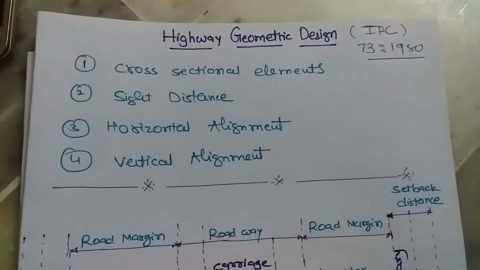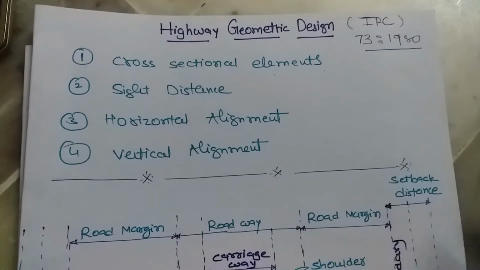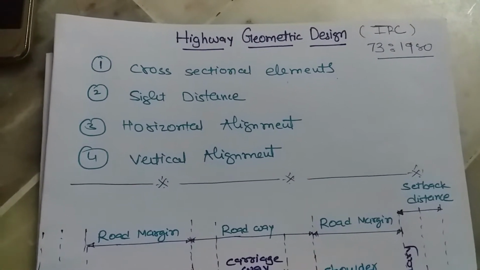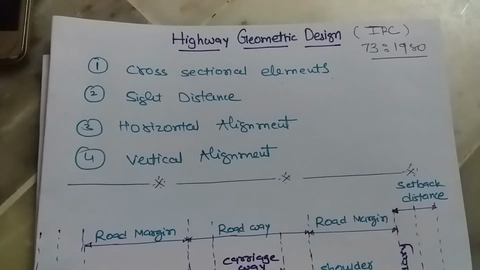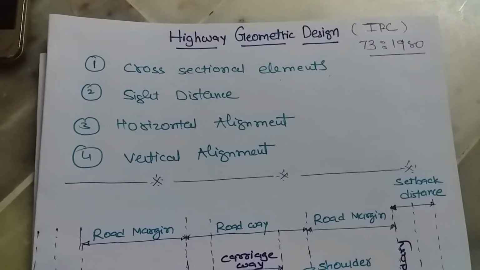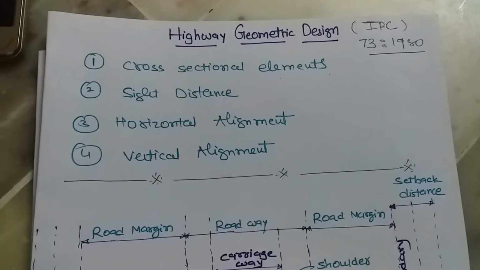Hi friends, today we are going to learn about highway geometric design. Geometric design of highway is that phase of highway design which deals with the visible dimension of the roadway. Thus, it is the design of those road elements with which the highway user is directly connected.